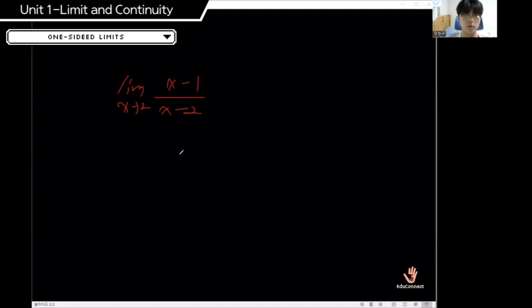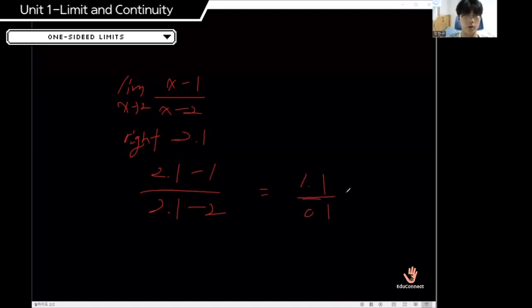Since we are on the right of 2, I'm going to pick 2.1. So when I plug in 2.1 for x, I get 2.1 minus 1 over 2.1 minus 2, which gives 1.1 over 0.1, which is equal to 11. Now, this is not necessarily the limit, but when x is 2.1, the value of our function is 11.